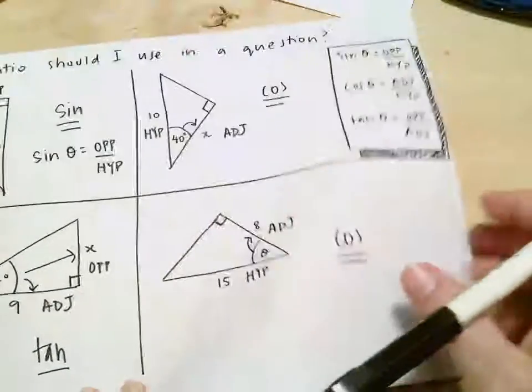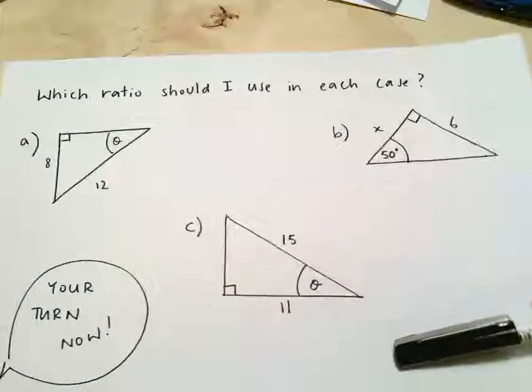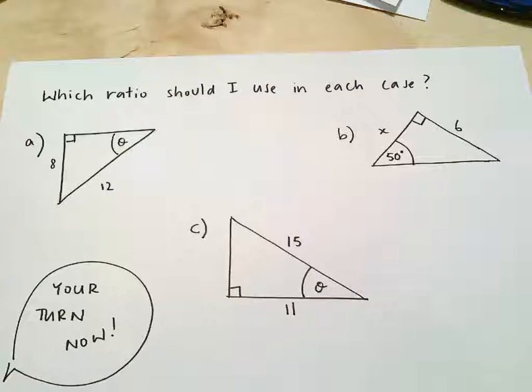So now your second question for this video. You need to have a look and identify in each of these three cases which ratio you need to use. Do you need to use sine? Do you need to use cos? And do you need to use tan?